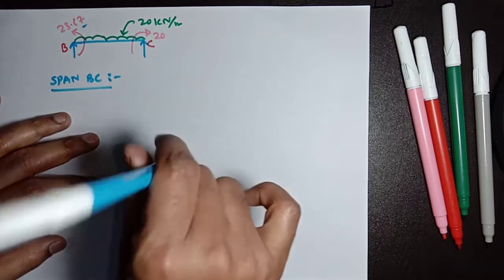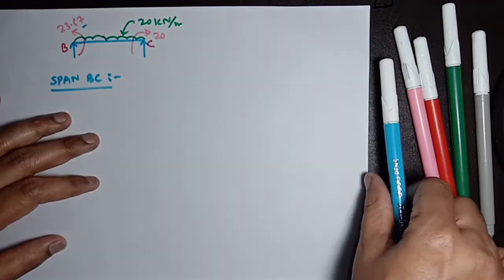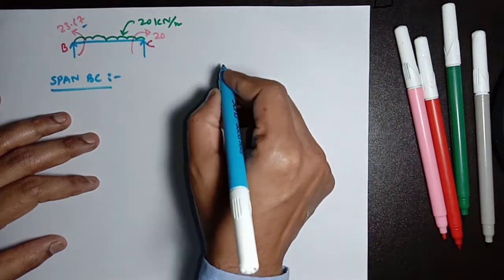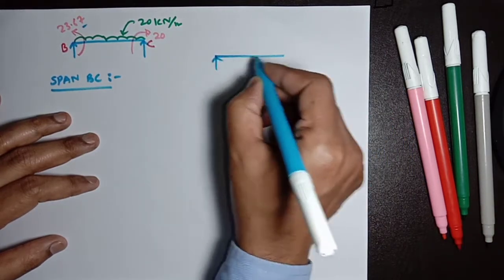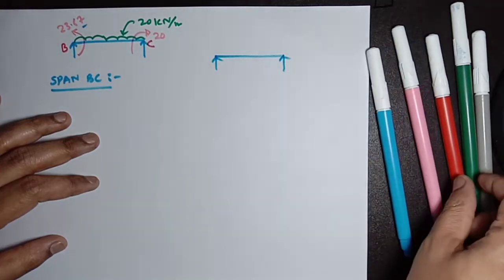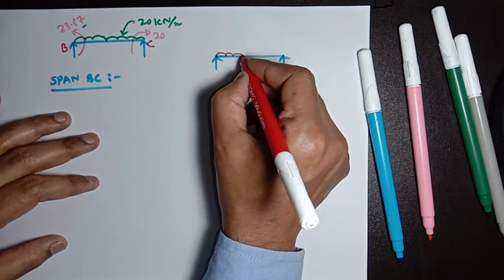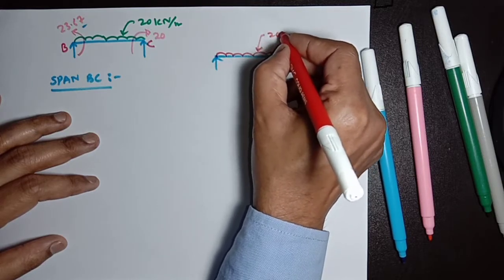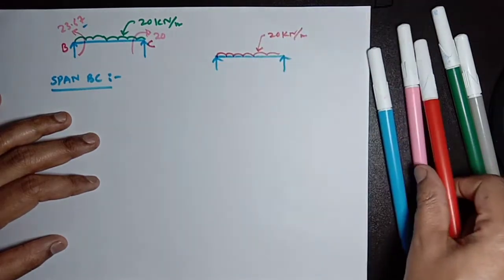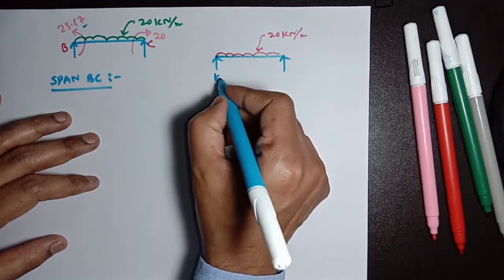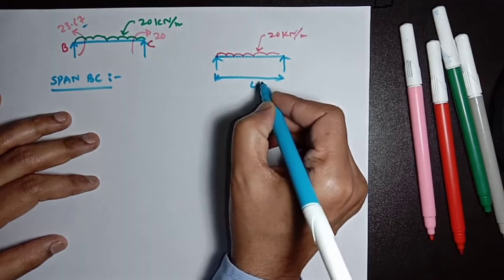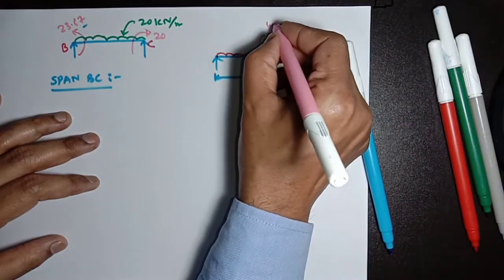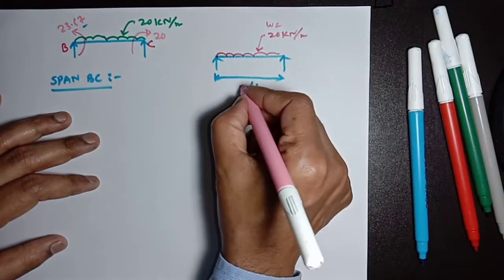As we know, the simply supported moment for a beam which is subjected to a UDL. This is a simply supported beam, this is B, and it is loaded with a UDL of value 20 kilonewton per meter, and length is 4 meter. You can say L equal to 4, and this is W, L equal to 4.